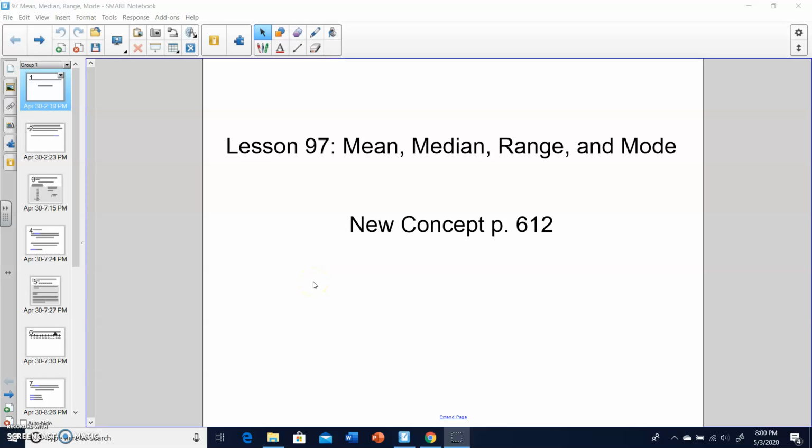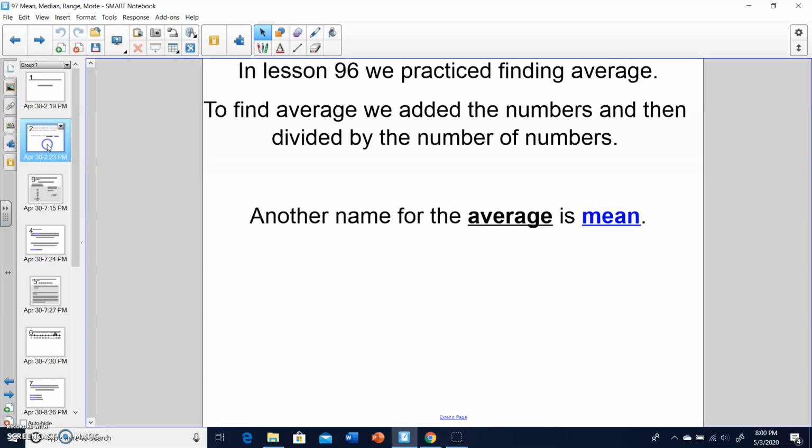Hi, fourth graders. Today we're talking about lesson 97, which is about mean, median, range, and mode. New concept starts on page 612 in your math books. Last week we talked about average.